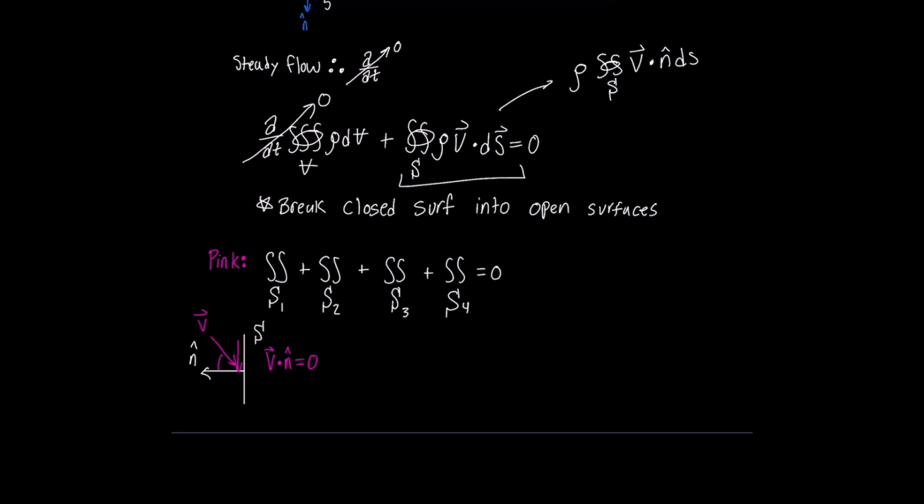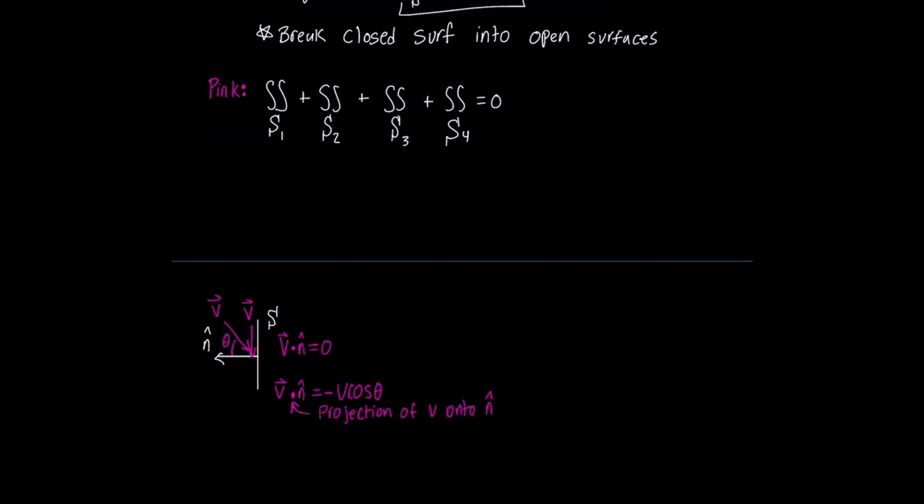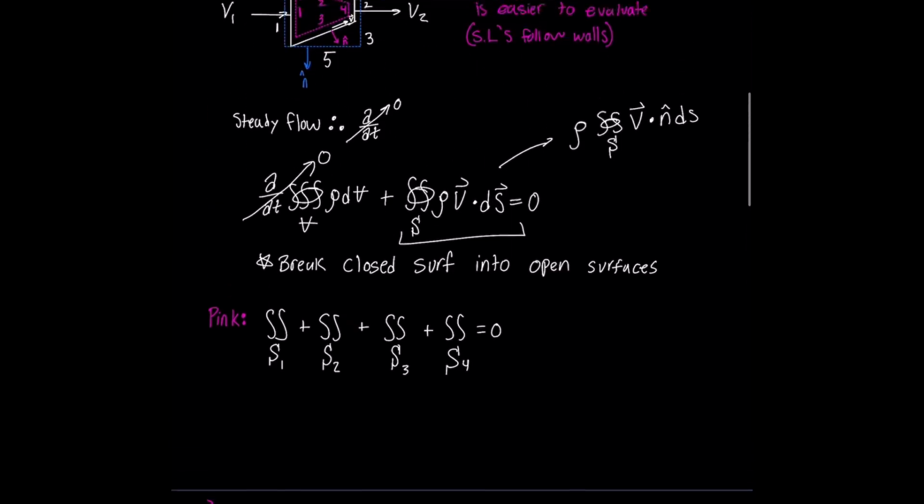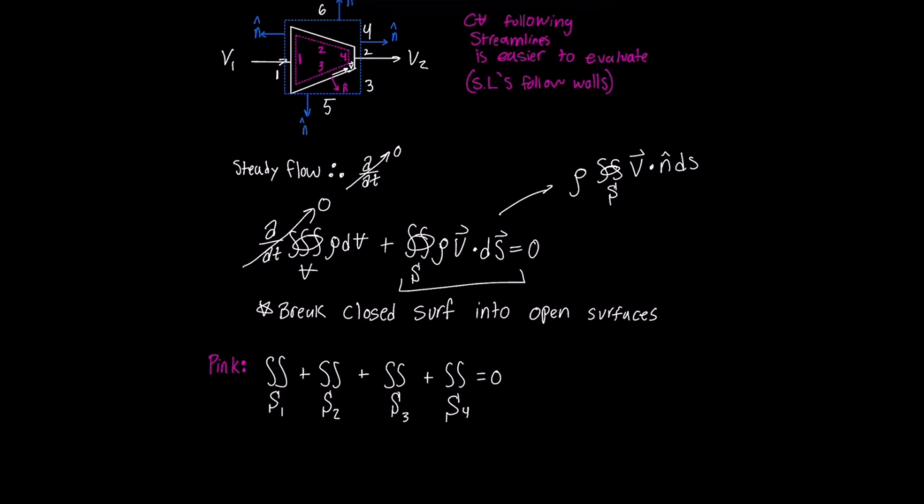And if you have velocity that's not tangential to the surface, which is parallel to the surface, then you get, well, in this case it's negative because velocity is opposite to the surface, and the horizontal component, so cosine theta. And this means the projection of the velocity onto the normal vector. So I'm just going to move this down, and then we can simplify this equation that has 4 open surface integrals to just 2.